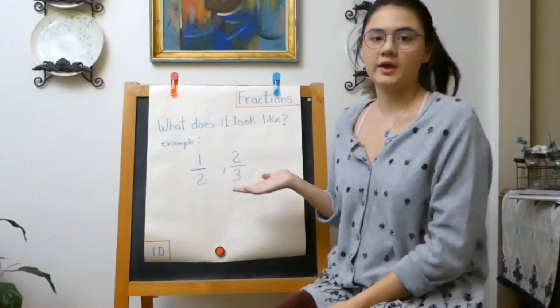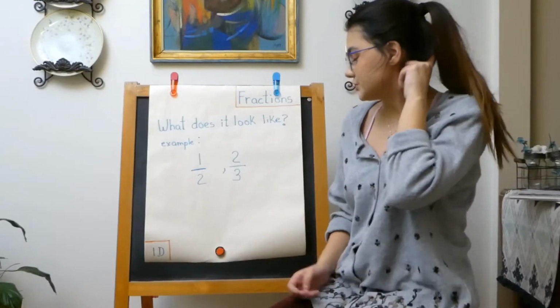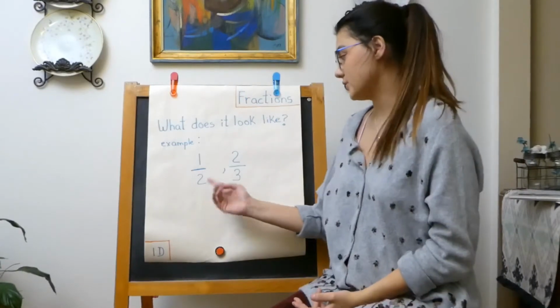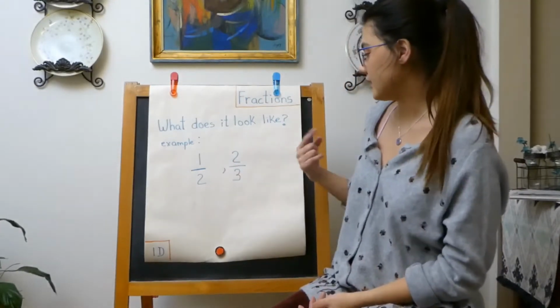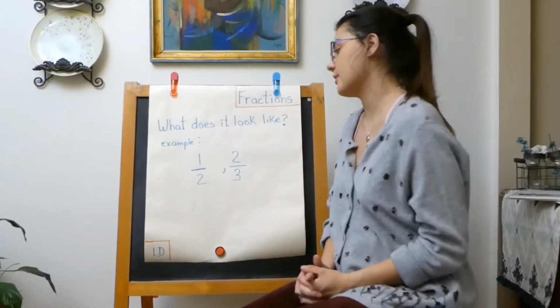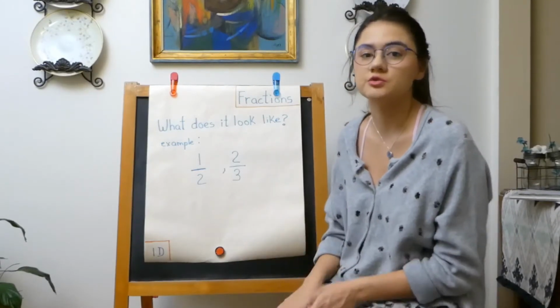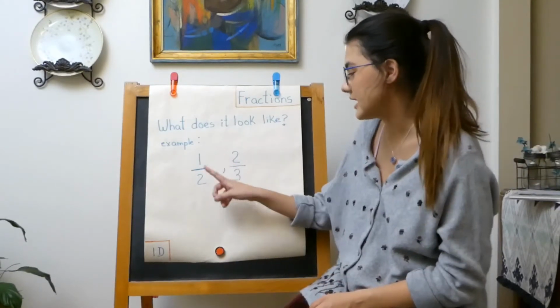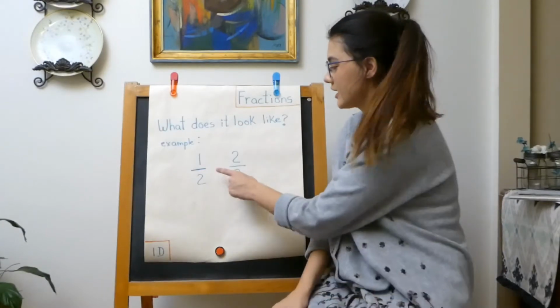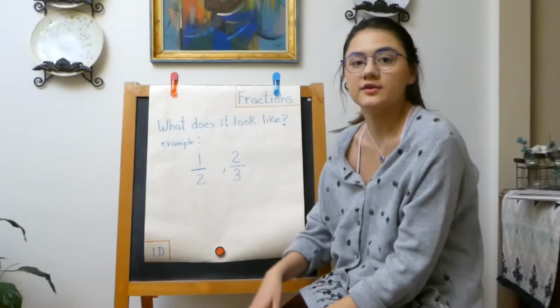So this is what a fraction looks like on paper. Here we have two examples. The first example is 1/2, and then the other example is 2/3. We need to remember that when we write a fraction, there's two parts: the number on the top and the number on the bottom. And there's a line right in between them to signify that it is a fraction.